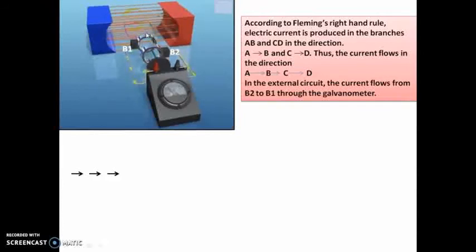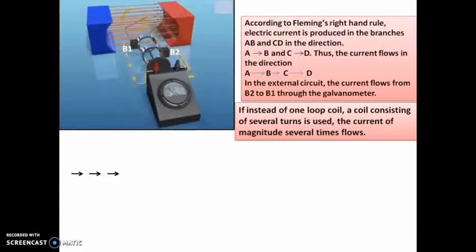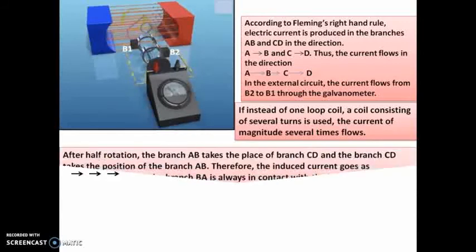And in the external circuit, the current flows from B2 to B1 through the galvanometer. From B2 to B1, and we can see very clearly the deflection of the galvanometer. If instead of a one loop coil, a coil consisting of several turns is used, the current of a magnitude several times flows. Now, one coil or one loop you take, the intensity of the current will be small. You take more number of turns, the magnitude or the intensity of the current will increase.